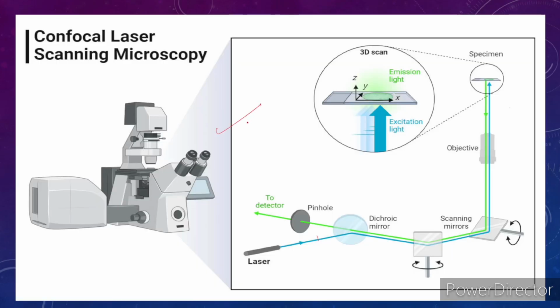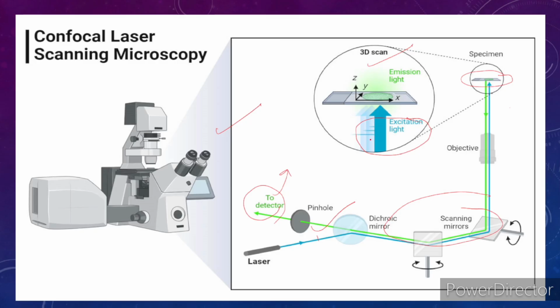This is the confocal laser scanning microscopy. Here we can see the specimen, the mirrors and the pinhole, and it is finally connected to the detector where we get the signals. Here the light is passed and we get the 3D scan of the food sample. This is a high resolution imaging technique that uses a pinhole and a light source to create sharp images of the sample.